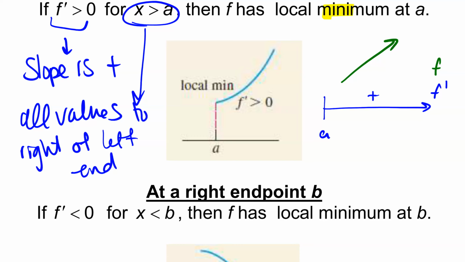Wait, I do have a question. Yes. So that means that it says local min. Yes. If your slope is positive for everything to the right of it. It'd be our absolute as well.